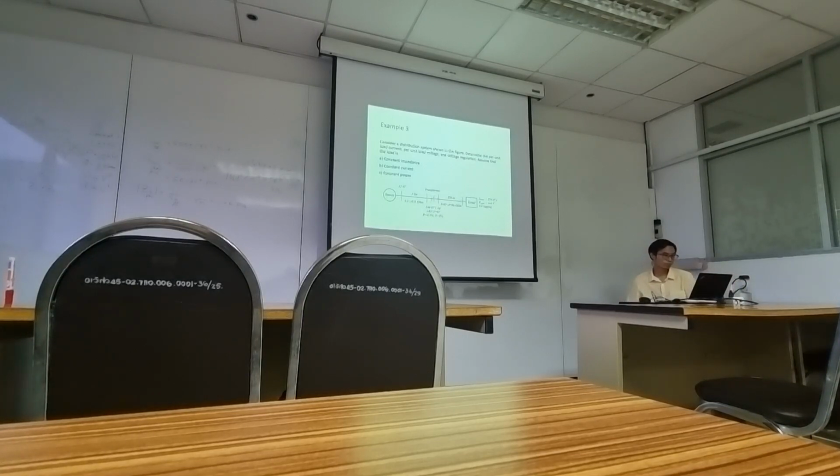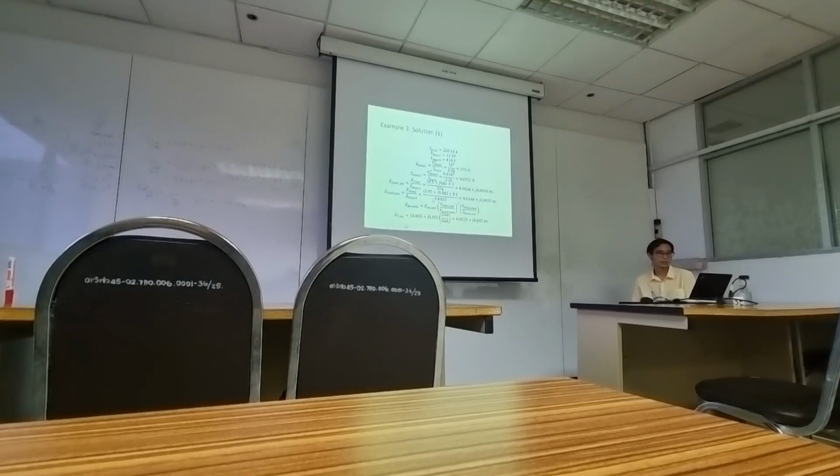For this problem, we have this distribution circuit. Determine the per unit load current, per unit load voltage, and voltage regulation, and assume that the load is constant impedance, constant current, and also constant power. You need to determine the per unit current. So this is in ohms, so you have to convert this impedance into per unit as well.